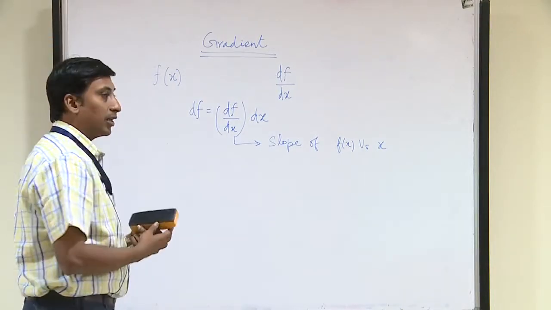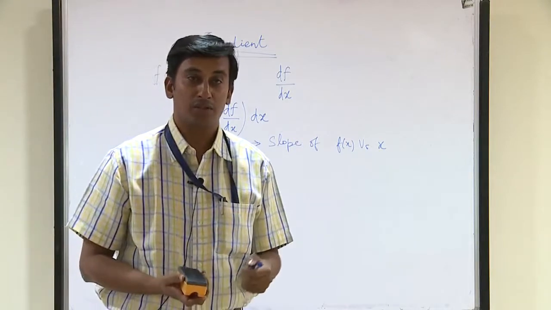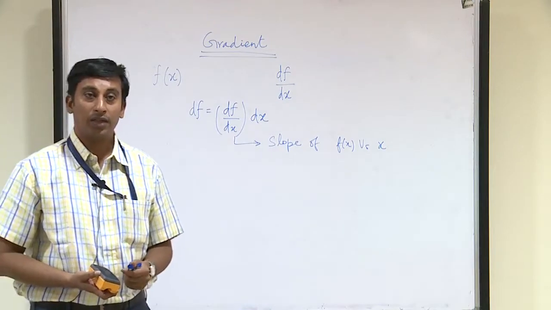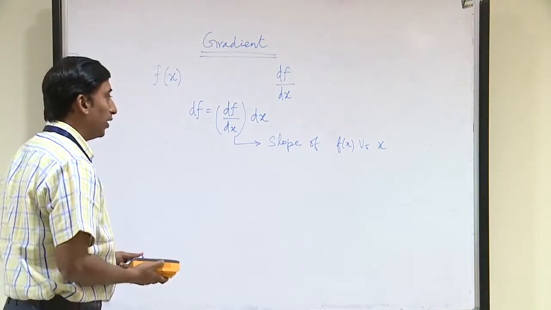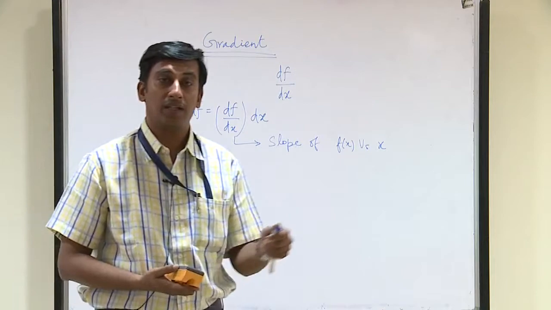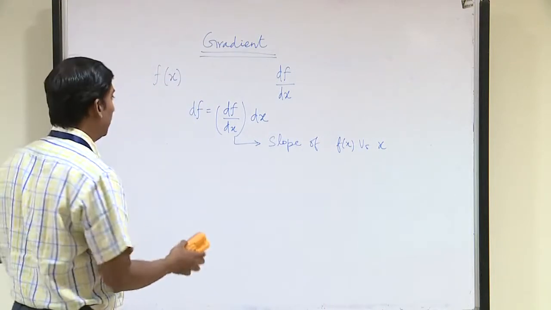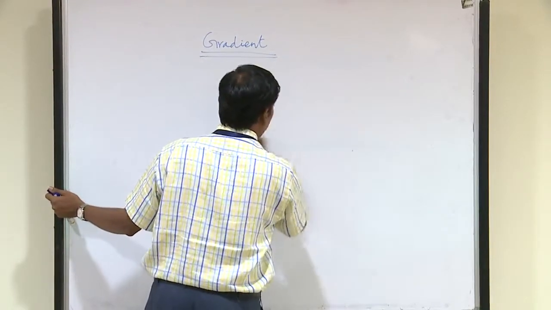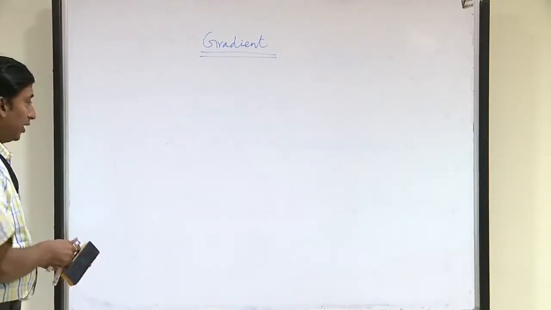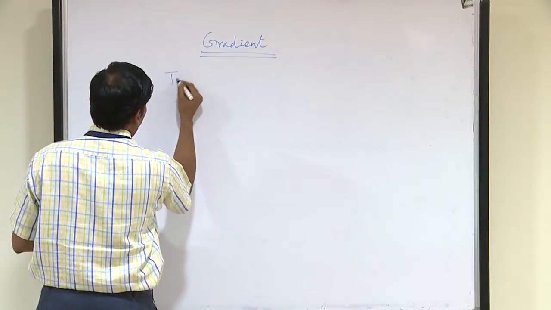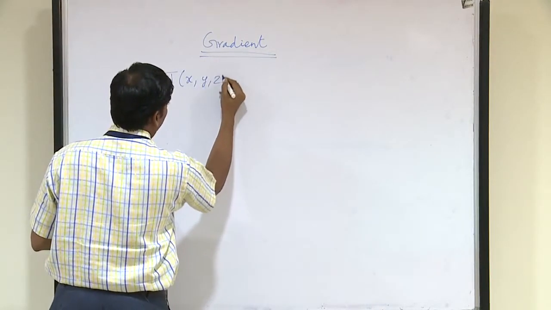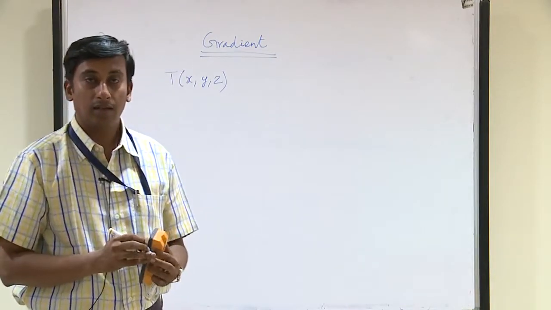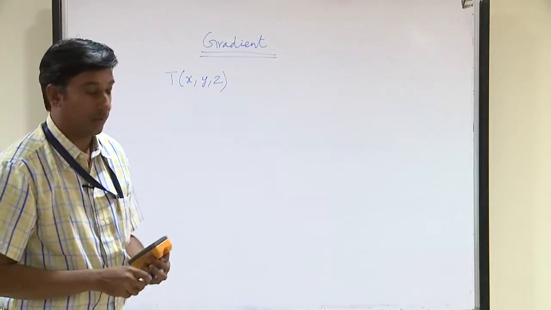Now let's consider a case, say for example the temperature in this room. So how many variables do we require in this case? If I want to find how the temperature is varying at different positions in this room, we require 3 variables. So T is essentially a function of x, y and z. Since temperature is a scalar, we have a scalar function.